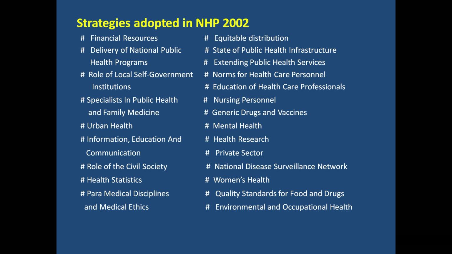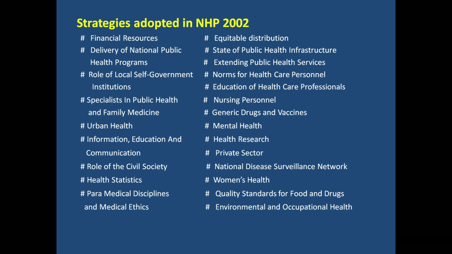mental health, health research, then a focus on the private sector, how the private sector can be developed, but importantly, to take care that the private sector is not only developed, but also properly regulated. Then there was stress on a national disease surveillance network, women's health, quality standards, and environmental and occupational health. Now we can see this theme, the policy document is very comprehensive. It includes almost everything that has to be part of the health sector, even beyond the health sector, to help us improve the health of our community.